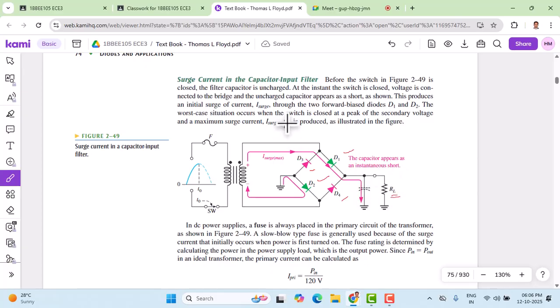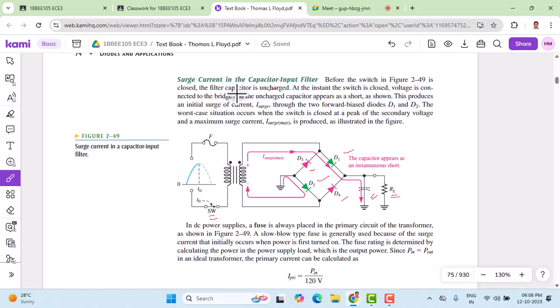Let us try to understand what we mean by the surge current. Before the switch is closed, here we have a switch, not a fuse. We have a switch here which is controlled, and before it is closed, the filter capacitor is uncharged. The capacitor shown is not charged at all. Voltage across this is 0. Now, if the switch is closed instantly, what happens?